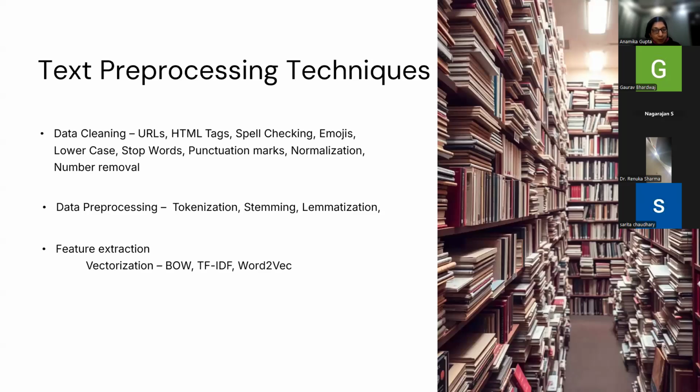So these steps we have to take care of when we do the data cleaning part. Lowercase, stop words, I'm going to talk about these things. Punctuation marks, normalization, number removal. Then there are some pre-processing techniques. Tokenization, which converts the text into tokens, which may be words, sentences, or maybe characters, or maybe two words together. Stemming, which is basically bringing the word to its root level. Then lemmatization, there is a small difference between these two. I will be explaining that. Then feature extraction. So once we have cleaned the data, we have done the pre-processing, we need to convert that into a structured format, which is called vectorization. And there are different techniques for vectorization, like bag of words, TF-IDF, word2vec, and so on.